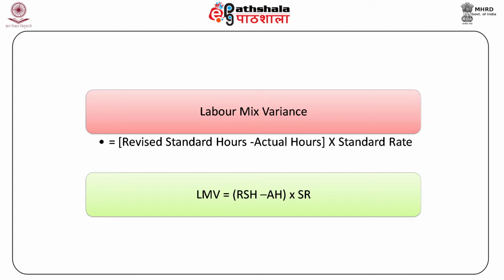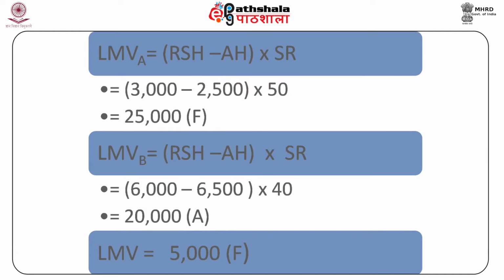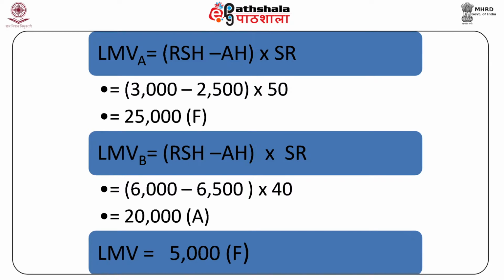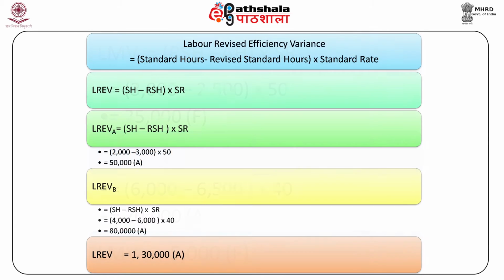LMV A is equal to RSH minus AH into SR. Putting the figures in the formula, 3000 minus 2500 into 50 will be equal to 25,000, which is favorable. LMV B is equal to RSH minus AH into SR, that is 6000 minus 6500 into 40, that is 20,000, which is adverse. LMV is 5,000 favorable. Labor revised efficiency variance is equal to standard hours minus revised standard hours into standard rate. In short, LREV is equal to SH minus RSH into SR.